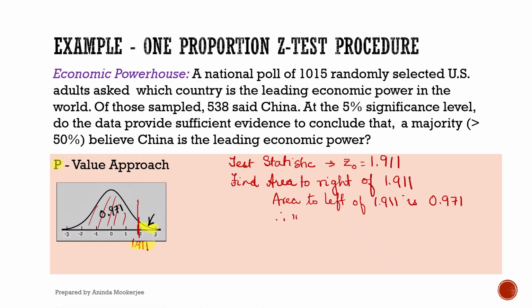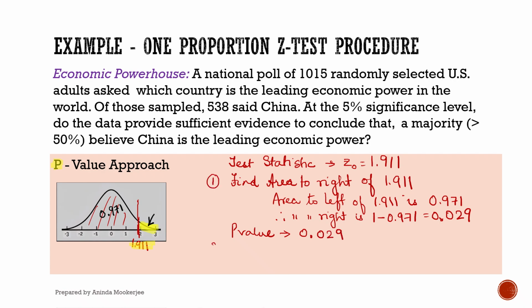So you have to subtract 0.971. Therefore, area to the right is 1 minus 0.971, and that should be a value of 0.029. So what we just found was the p-value. So the p-value, the probability value, is 0.029. So that was the first step.